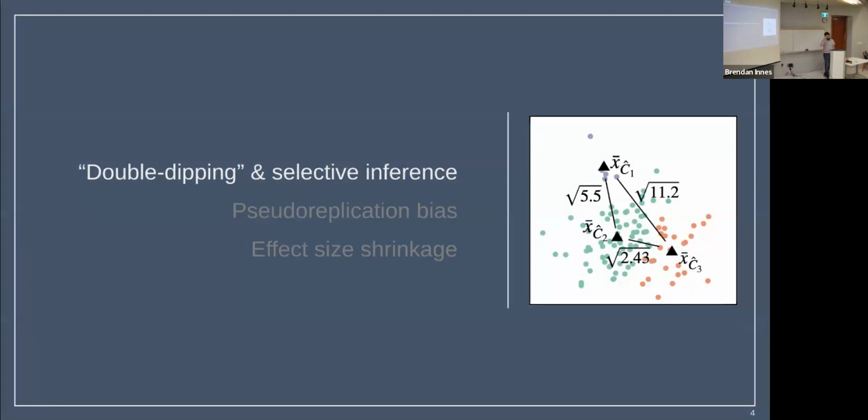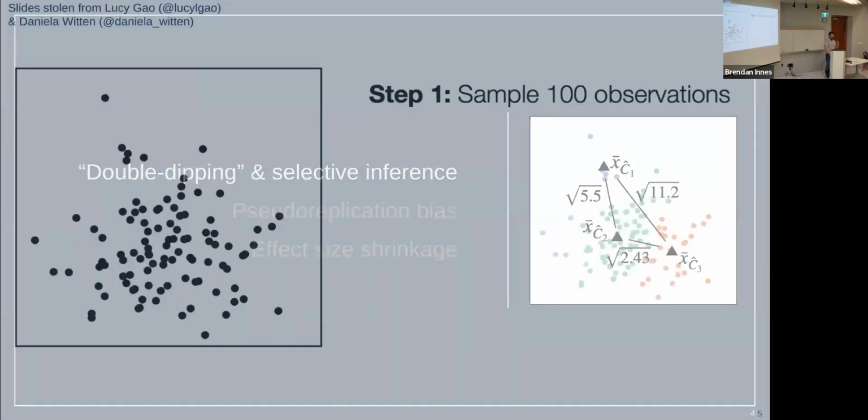So double dipping is a term coined by a lab that I'm going to be talking about extensively, but the real problem that this encapsulates is this concept of selective inference. These slides are blatantly ripped off from Lucy Gao and Daniela Witten. Lucy Gao is now a prof at University of British Columbia, I think, and Daniela Witten is a prof at University of Washington, and they've been sort of the strongest advocates for not making this mistake anymore.